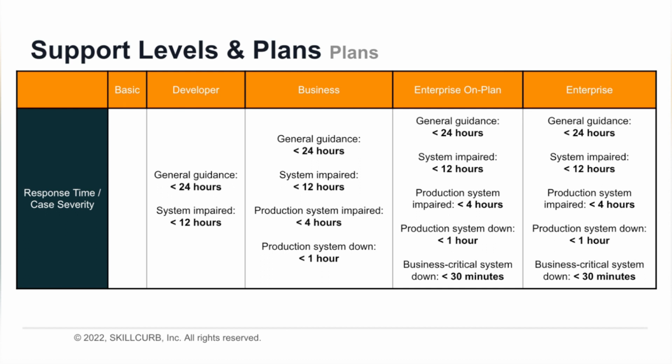The developer plan gives you access to general guidance and system impaired guidance. Upwards from there, the business plan gives you production system impaired and down support added on. One more step up the plans and you have business critical system down support with enterprise plans.